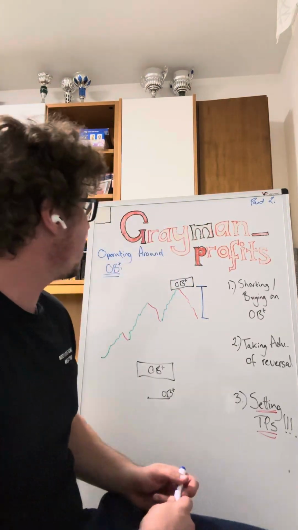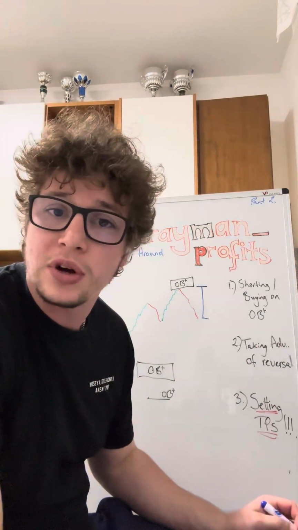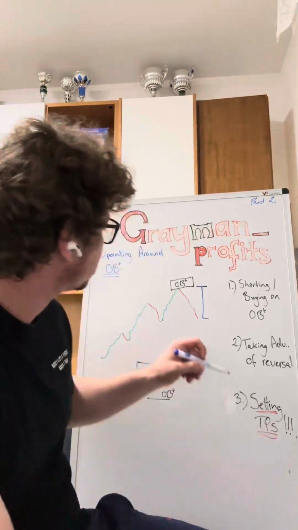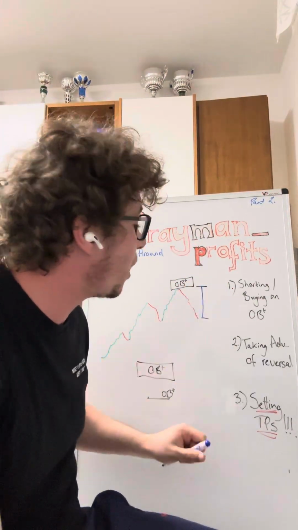The second option, if it does include your bias, then that's fine. You can just watch it ride because most likely you're going to hit your TP. The second option is, of course, profiting from it. So you can short or buy on the order block.